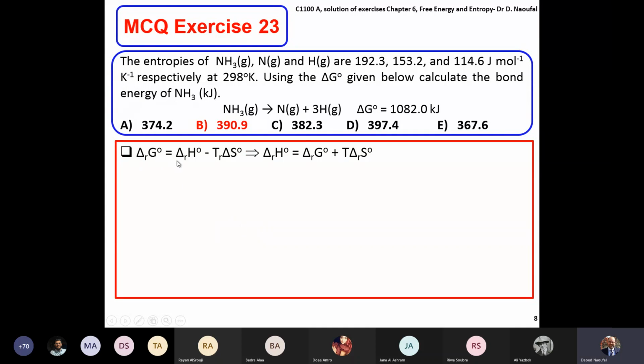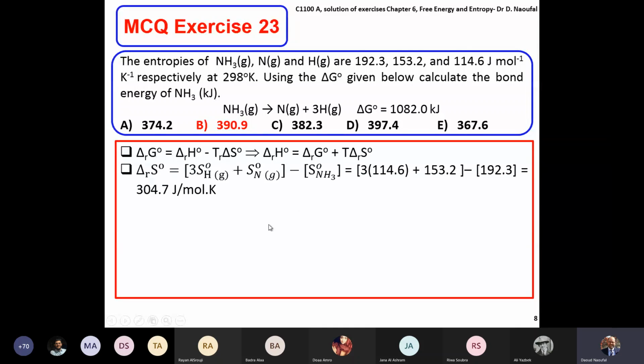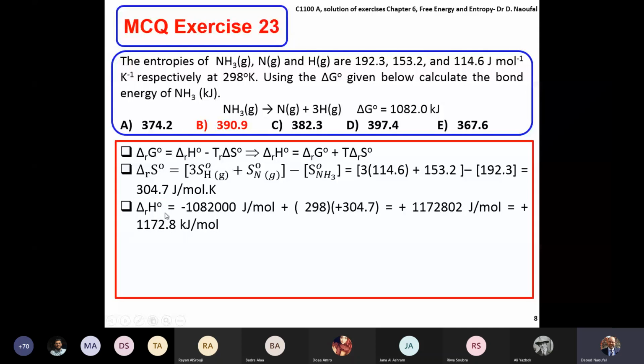So delta G0 equal delta H0 minus T delta S0, delta H0 equal delta G0 plus T delta S0. We apply delta S0 equal S0 products minus S0 reactants, and we find the value 304.7 joule per Kelvin. Delta H0 of the reaction equal delta G0 plus T delta S0. Again, pay attention to the conversion of units. So delta H0 of the reaction equal 1172.8 kilojoule.